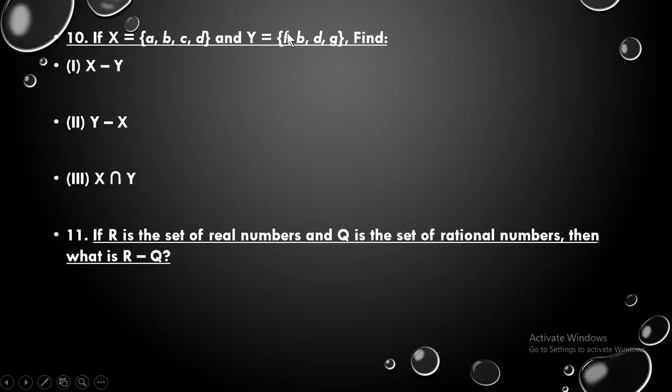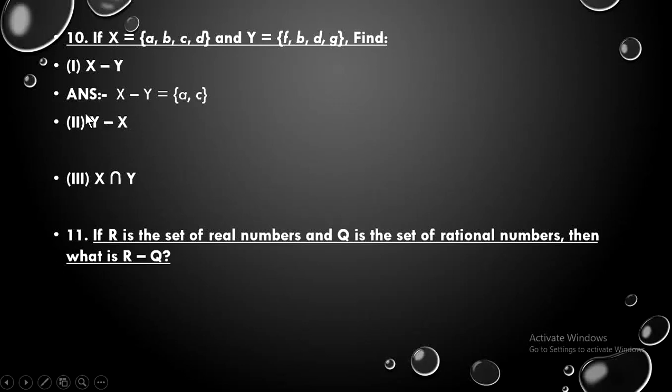So now you check X and Y. Now you have here B and D which is present in both the sets, it is repeated. So B and D is present in X as well as it is present in set Y. So since X is first, we will remove B and D from set X and write the leftover elements of set X, that is A and C. So X minus Y will be A and C, from set X.